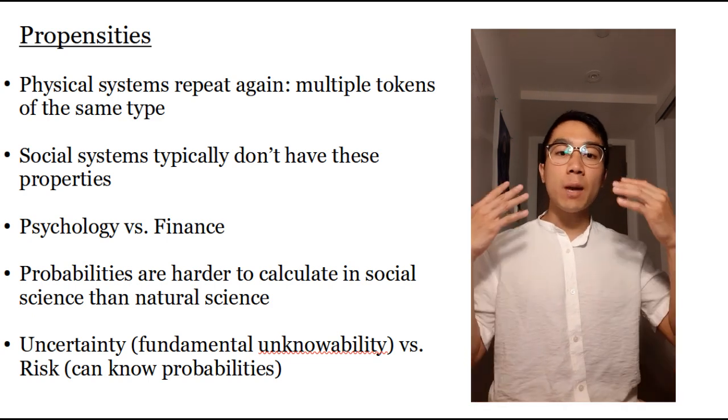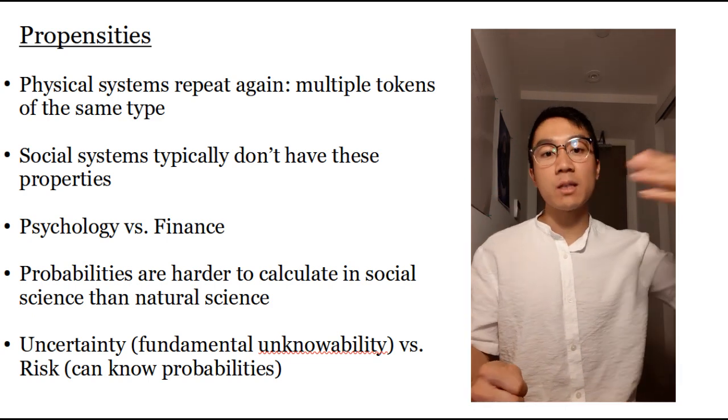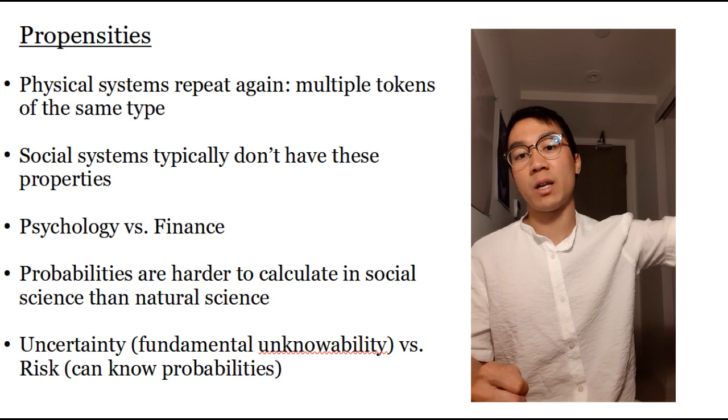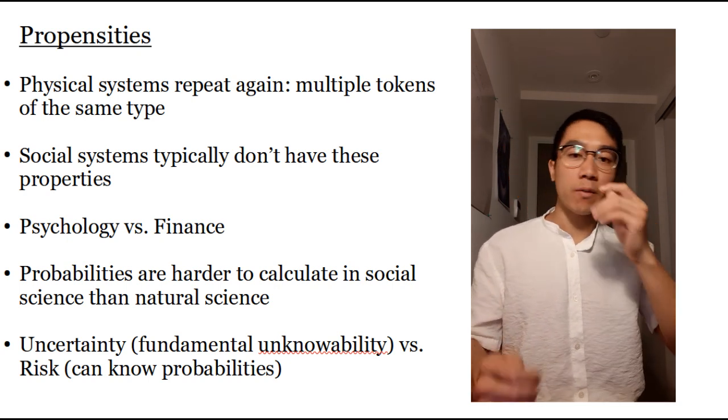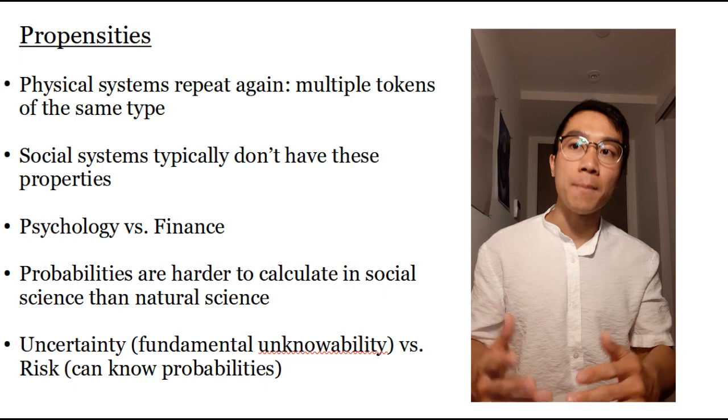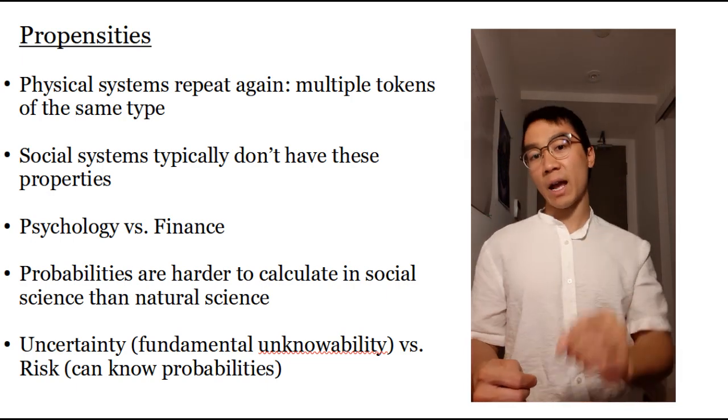Has different distributions. So these chemical elements will repeat again. They will exist and they will persist throughout the entirety of nature's existence. That's why we have conservation of energy, conservation of mass, etc. Notice that social systems don't have this.